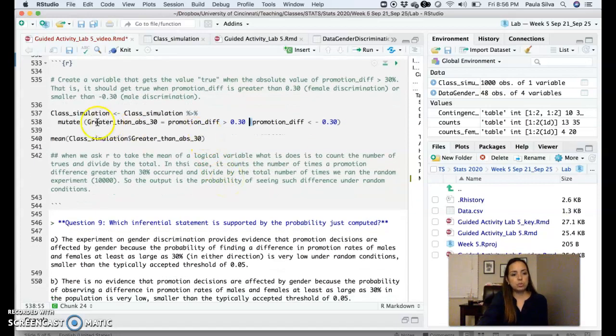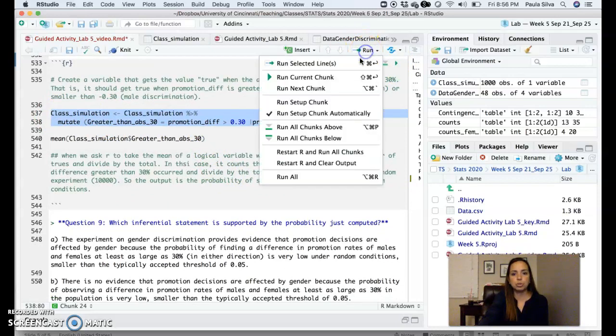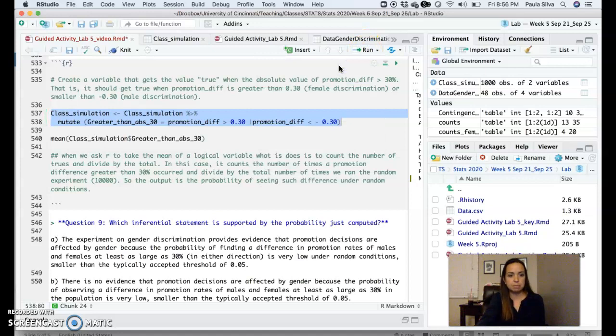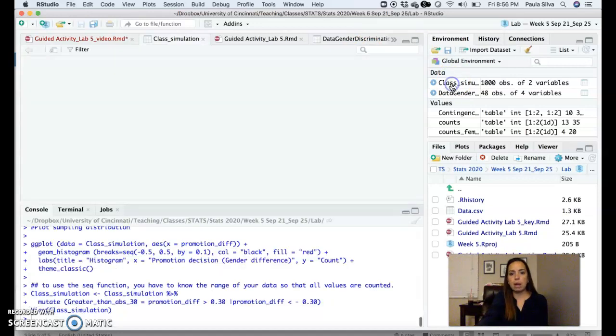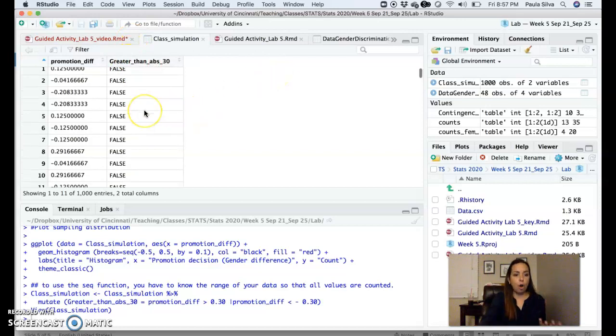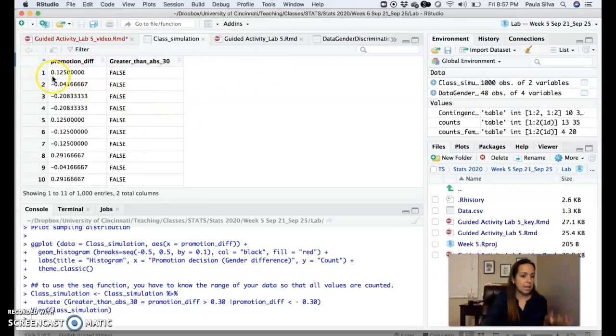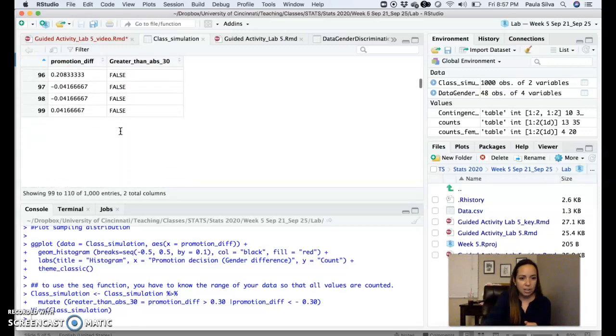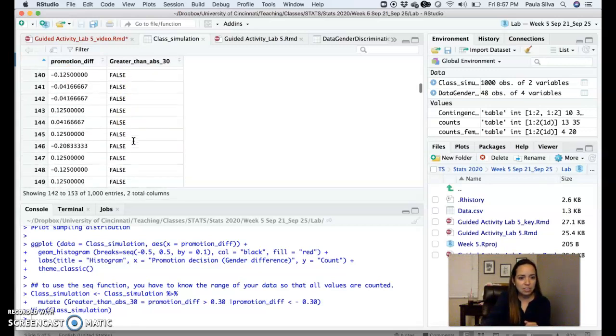And then when we do that, let me just run this piece. You can run both at the same time, but I just want to show you what happens when I run this piece. I'm going to modify our class simulation data set, and now I have a greater than absolute 30 rule. And it's false when it's either less than 0.30 or greater than negative 0.30. So let's try and find a true here. It's going to be rare, but it's going to be there somewhere.